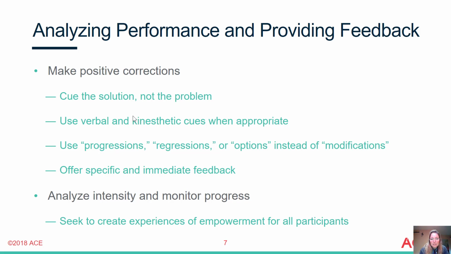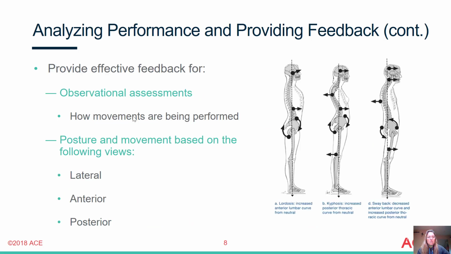So we want to seek to create experiences of empowerment for all participants, right? We want them to start to learn how to correct their own errors over time. Also, even just simple observational assessments are so helpful in our participants. And many people have postural deviations that really impact their movement patterns. One of the most popular ones we see is lordosis. Now remember, we talked about this back in chapter 3, but that's having an increased anterior curvature.